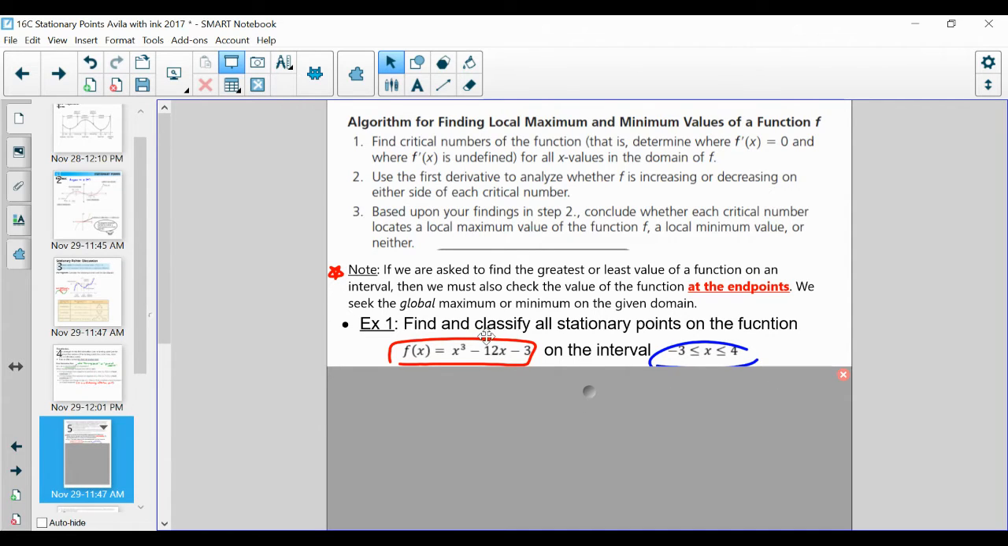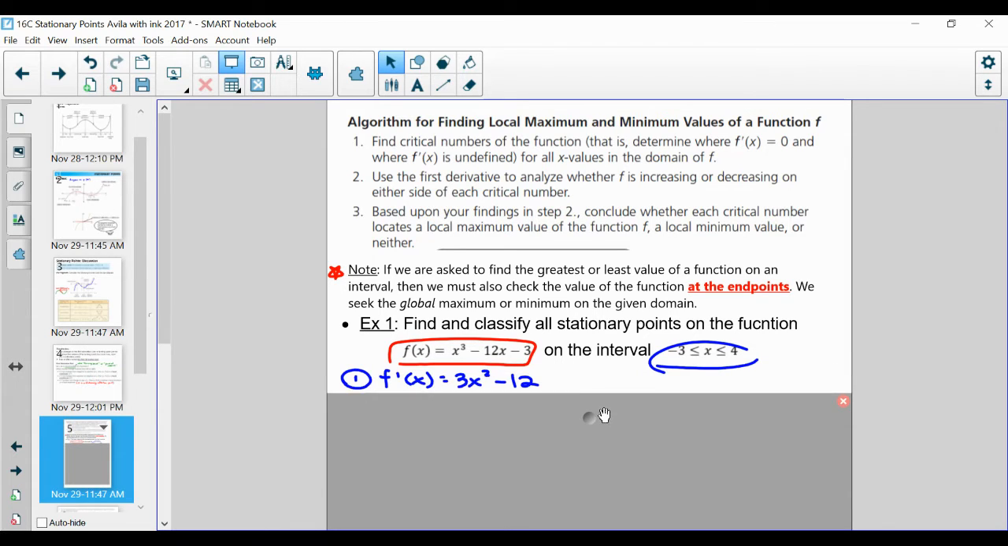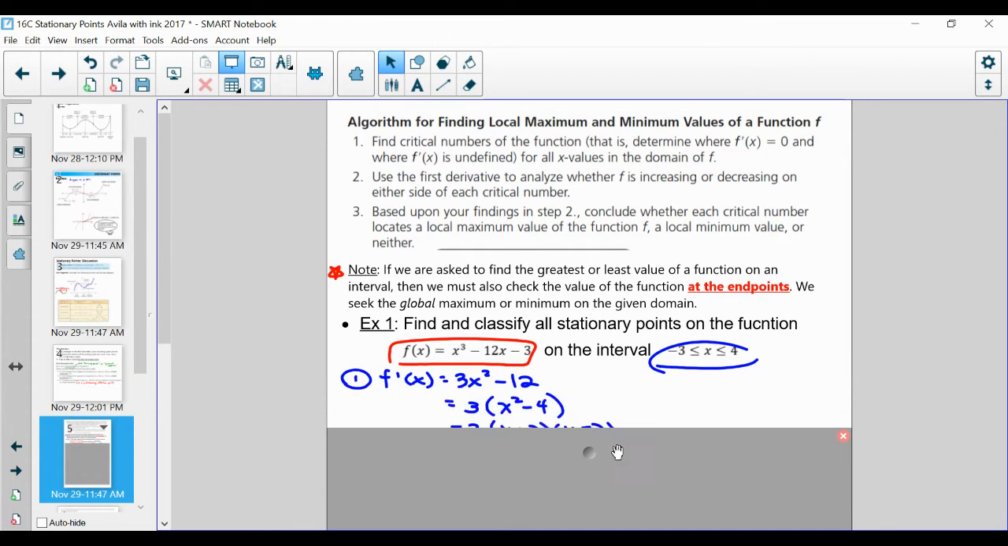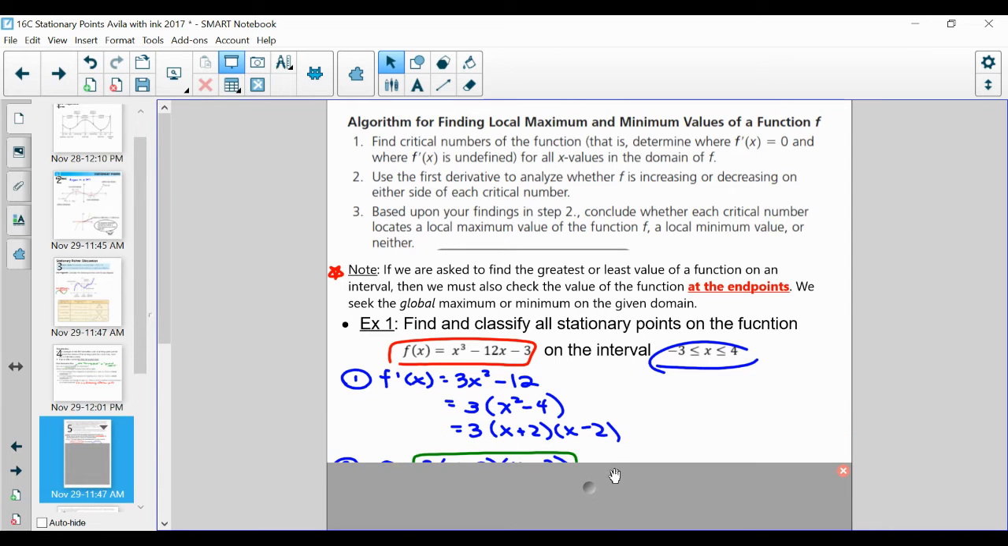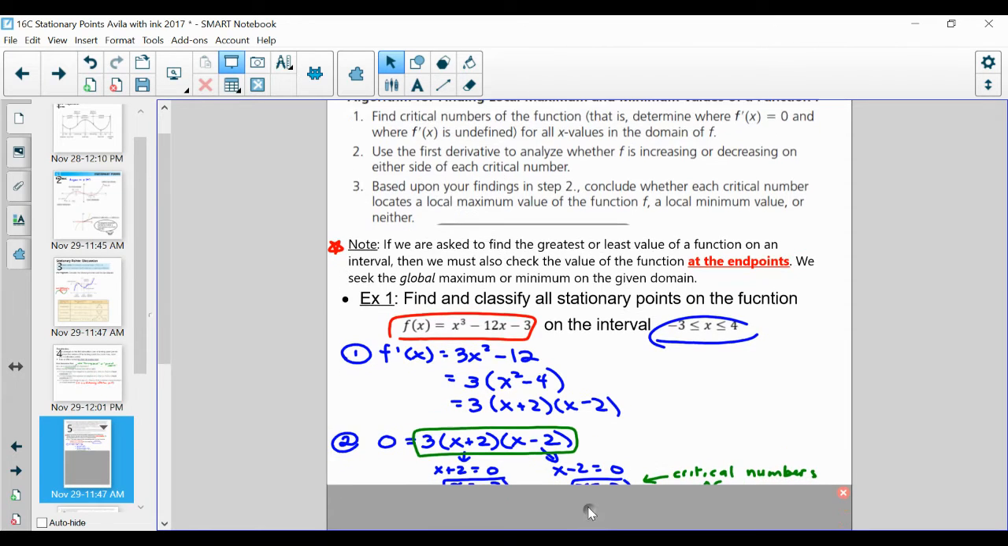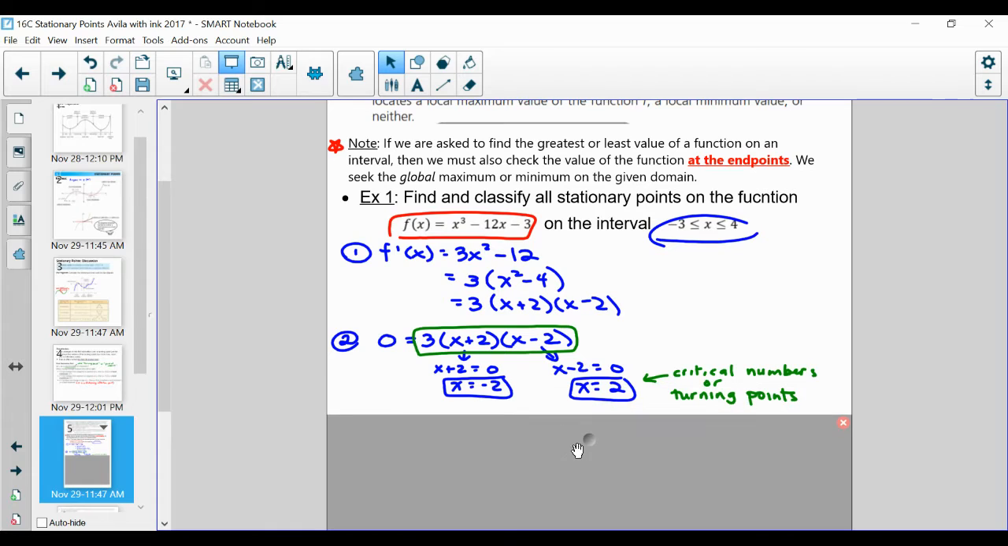So here we have a question: find and classify all stationary points on the function given on a particular interval, which is different from some of the examples we've done so far. My first step is always to take the derivative, put it in factored form, set it equal to 0, and solve for x. That's my calculus backup plan. In my derivative here, I notice that if I set my factors equal to 0, I have two critical numbers or turning points, one when x is -2 and one when x is +2.